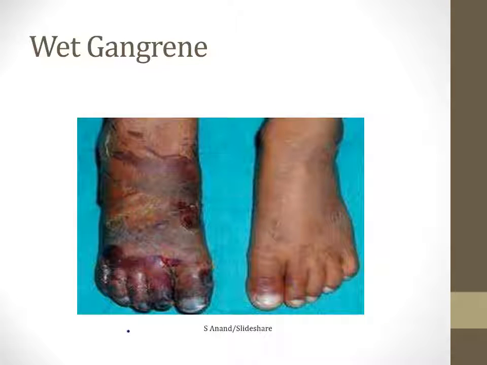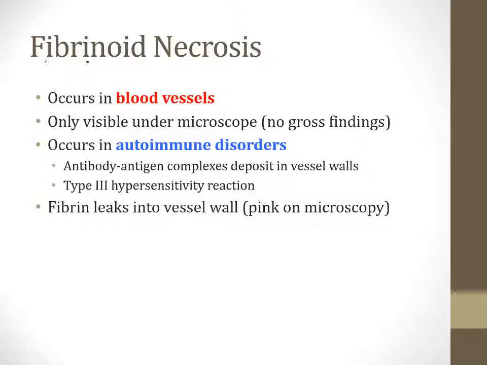So you can see that the tissue is swollen. It's also moist if you could touch it, and it would have a very foul smell. This is wet gangrene. Both types are caused by a loss of blood supply, but this type has a superimposed infection. Our last type of necrosis is fibrinoid necrosis, and this only occurs in blood vessels, and you can only see it under the microscope. There are no gross findings.